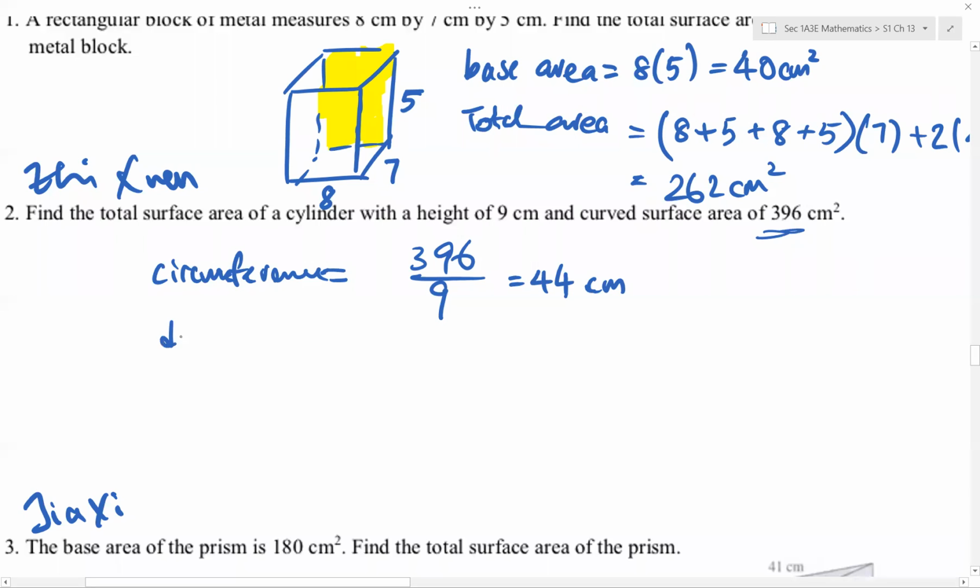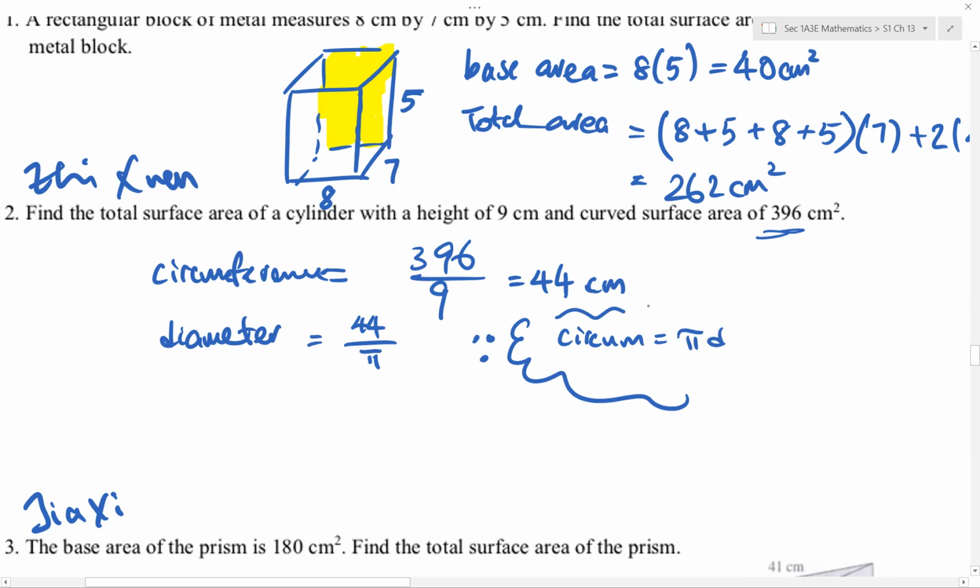To find diameter, you take 44 divided by pi. Why divided by pi? What is the formula for pi d? Okay, because this is in a mind, circumference equals pi d. So she had to take 44 divided by pi to get diameter. Okay, then what next?